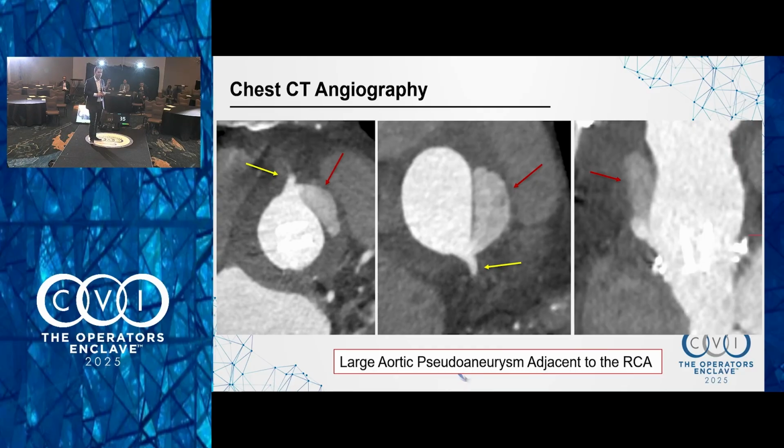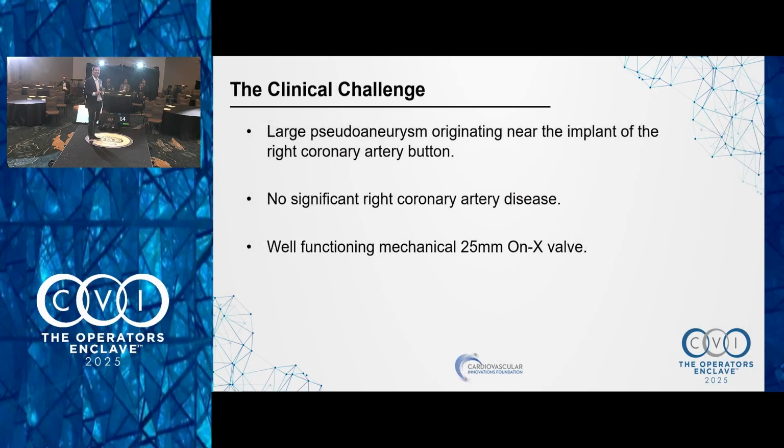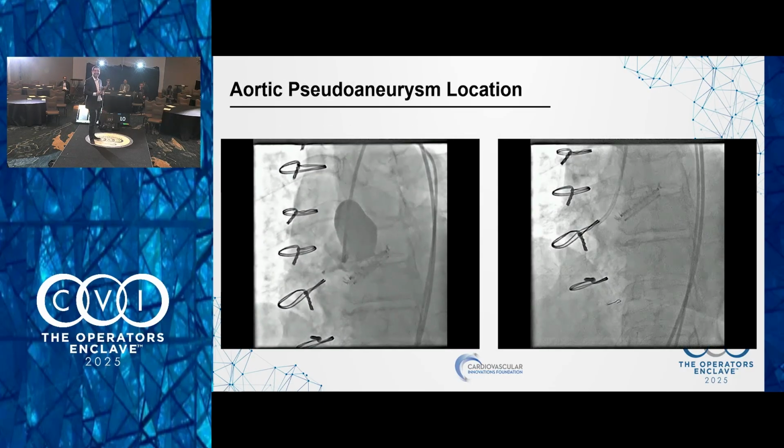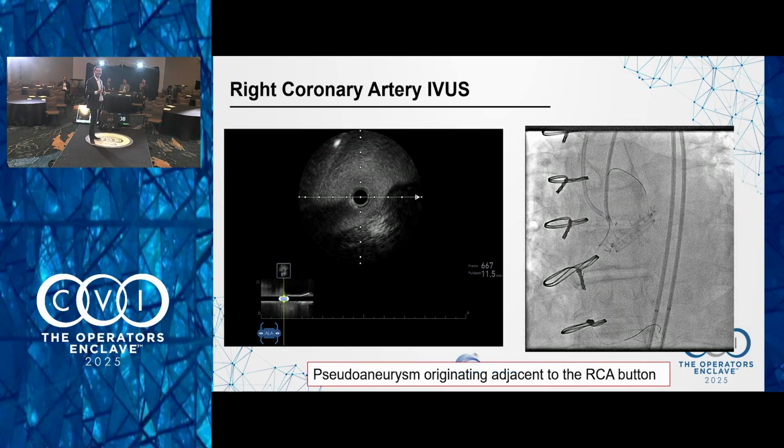Exactly. So technically, one has to preserve the right coronary artery while closing the pseudoaneurysm, because whatever you put across this PSA is going to straddle the native right coronary artery. Well, I agree. But okay, we'll see. All right. Yeah, no, I'll show you. Right, very nice.